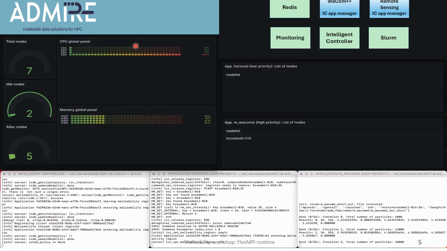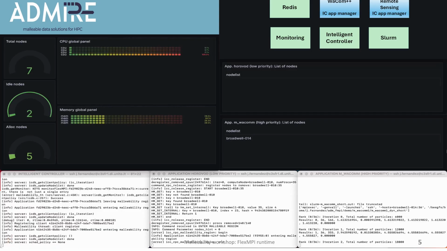Here we see the information about the nodes that are being used, the allocated nodes. We can see that this CPU bar is related to Wacom++, which consumes more CPU than the remote sensing application. And here is the memory used by both applications. Here we can see the specific nodes used by remote sensing and Wacom++, and below here are the 3 terminal outputs of the intelligent controller, remote sensing, and Wacom++.